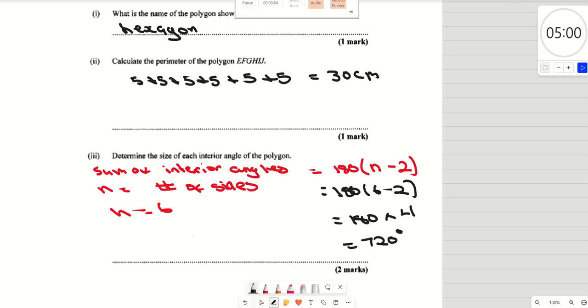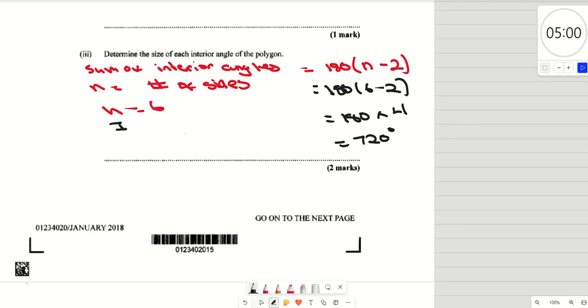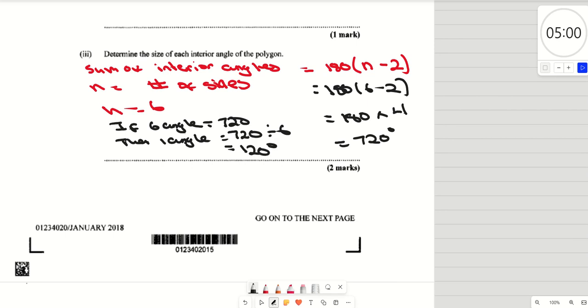And that would be how much, determine the size of, no, that's the total, right? But because I said each, right? So if 6 angles is equal to 720, then one angle would be 720 divided by 6, which is equal to 120 degrees. So the size of each interior angle, or one interior angle, is 120.